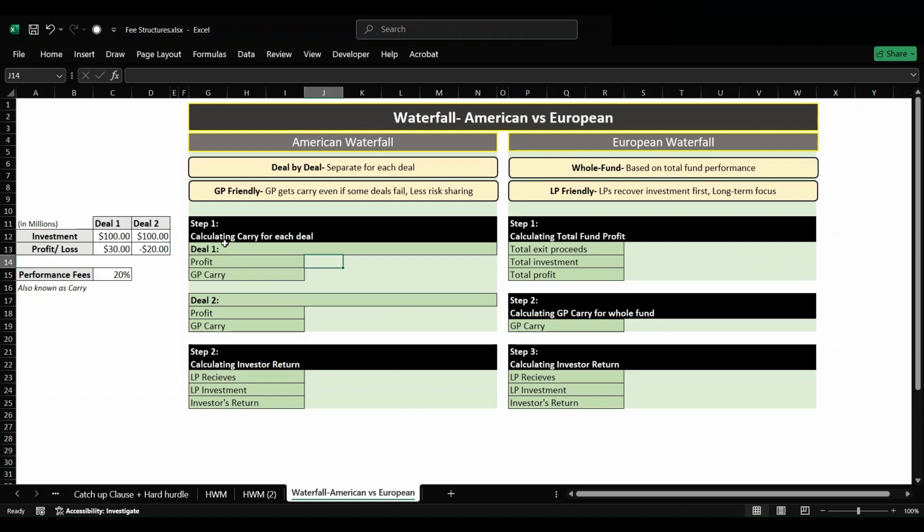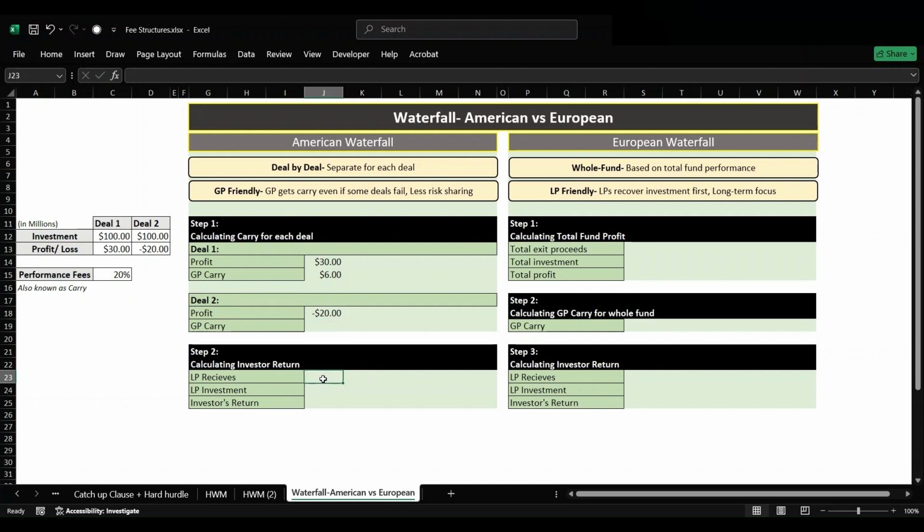Now, let's first calculate investor return in case of American waterfall. In the first step, we will be calculating carry for each deal. Our profit on deal 1 was 30, so we will simply equate it. Now, we will calculate GP carry, that is 30 million into 20%, which comes out to be 6 million. In deal 2, we have a profit or loss here, which is minus 20 million. Since it's a loss, we will not calculate any GP carry here.